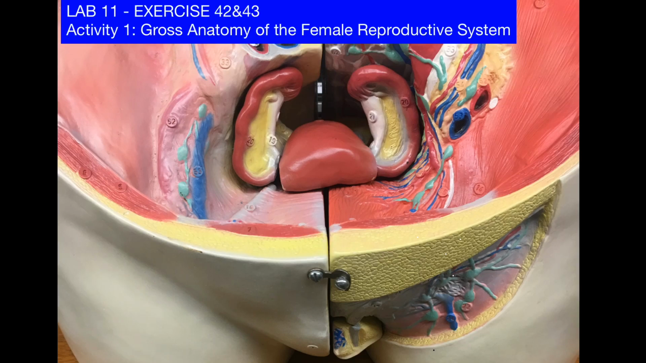Here we have part 2 of Lab 11, exercises 42 and 43. In this lecture, I'm going to cover the female reproductive system.